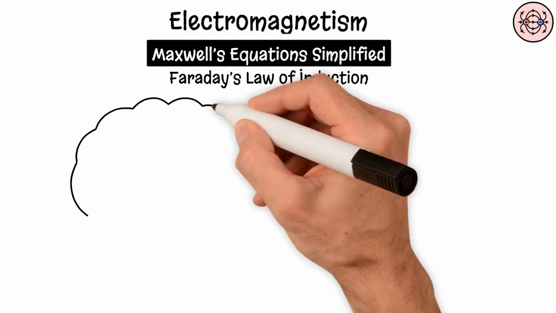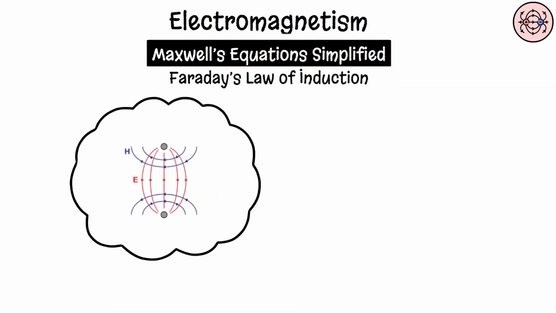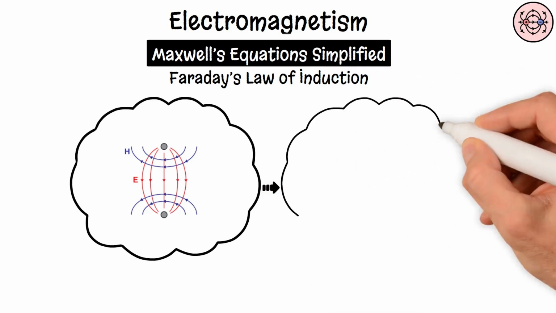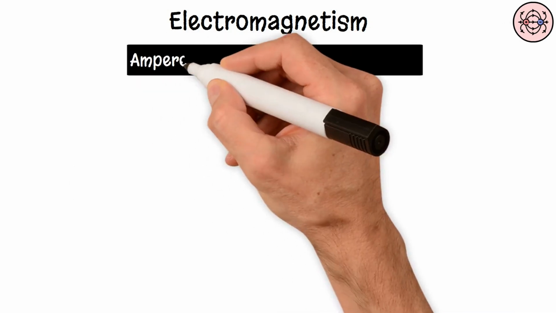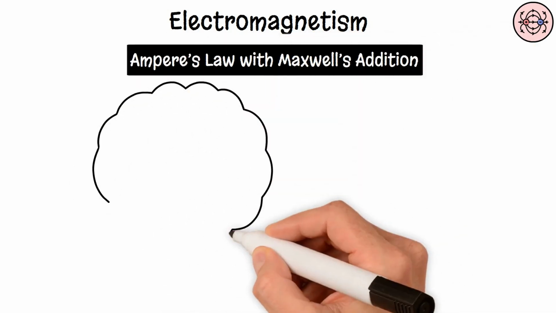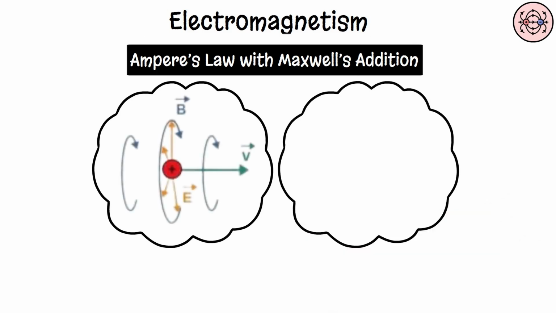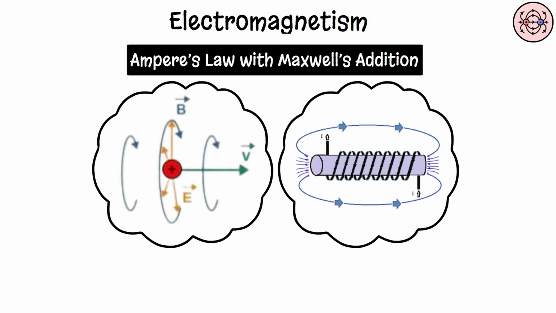Faraday's law of induction. A changing magnetic field creates an electric field. Example, moving a magnet inside a coil of wire creates an electric current. Ampere's law with Maxwell's addition. Moving electric charges, currents, or changing electric fields create magnetic fields. Example, running electric currents through a coil of wire creates a magnetic field, like in electromagnets.